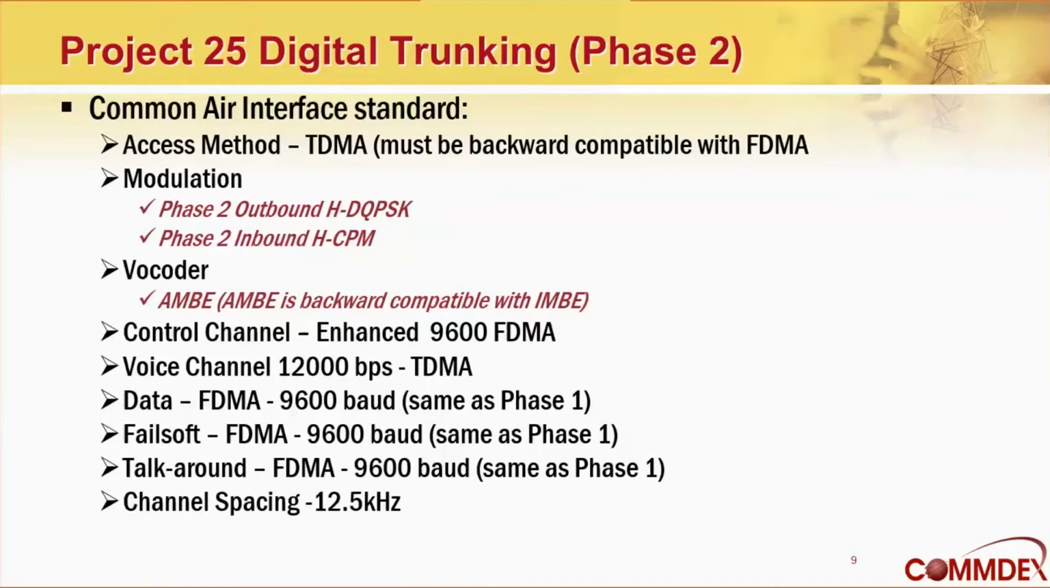Failsoft, which is the ability to operate when the system infrastructure goes down using conventional repeater frequencies, they kept that at 9600. And also talk around, which is the ability to operate without any repeaters at all on the repeater output frequency, kept that at 9600. Kept the channel spacing, again, 12.5 kilohertz. But with TDMA, they now can provide twice as many traffic channels in the same channels.